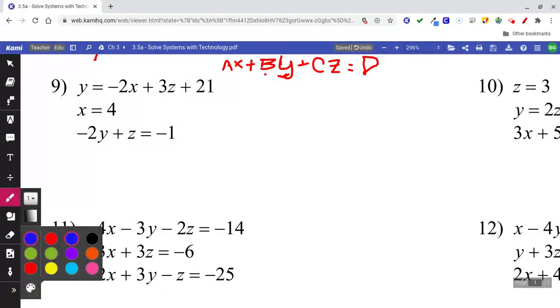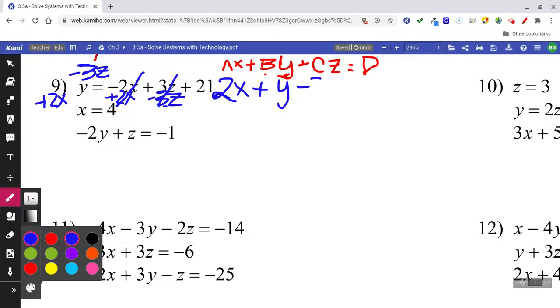So, excuse me, what I'm going to do here, and at some point I hope you'd be able to do this in your head, but I'm going to add the 2x to get it to the left side. And I'm going to subtract the 3z to get it on the left side. And so I cancel this one out, I cancel this one out. I'm going to end up having 2x plus the y that's already there minus 3z equals 21.